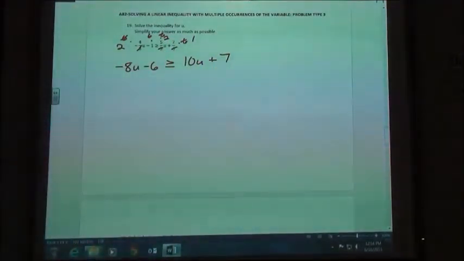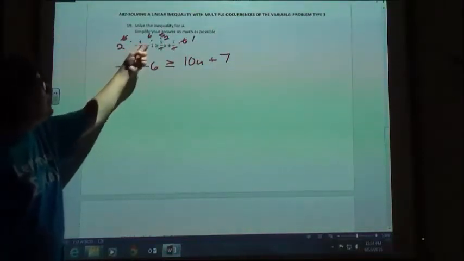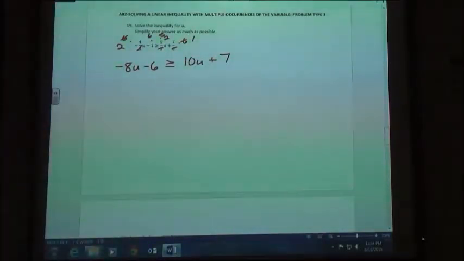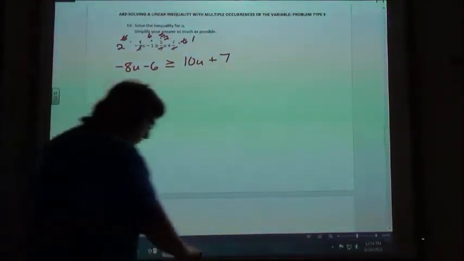Now when I multiply by that common denominator, I always use a positive number, then I don't have to worry about flipping my sign. So my signs should all stay the same. That was negative, that was negative, that was positive, that was positive. Now I have an equation that's maybe easier to solve.